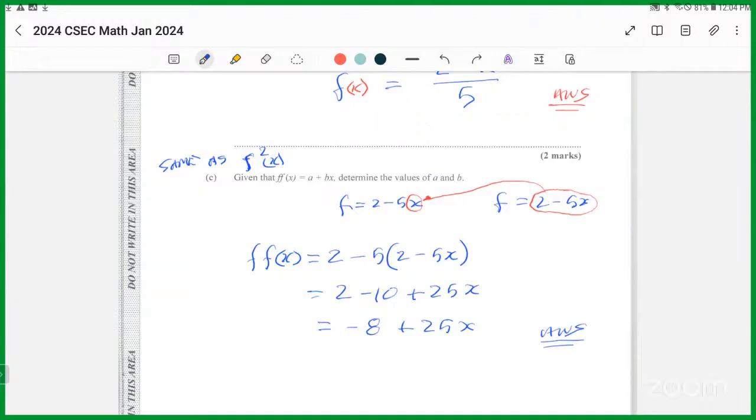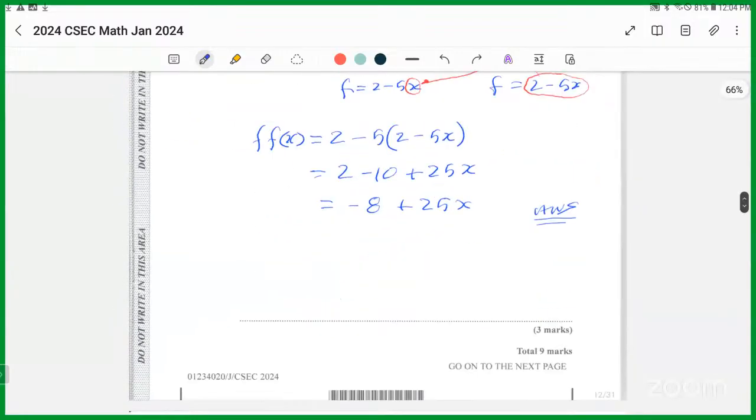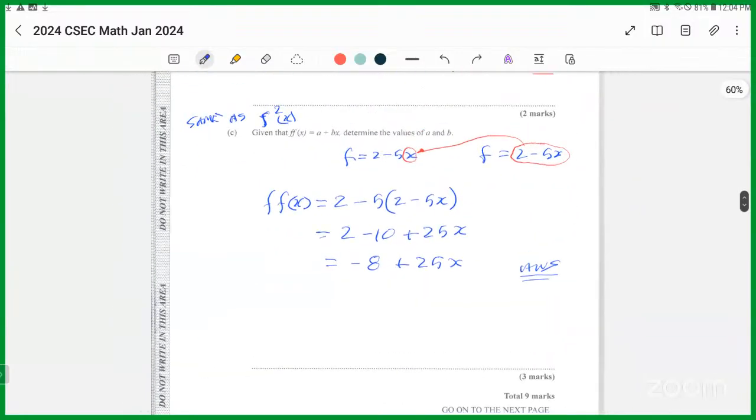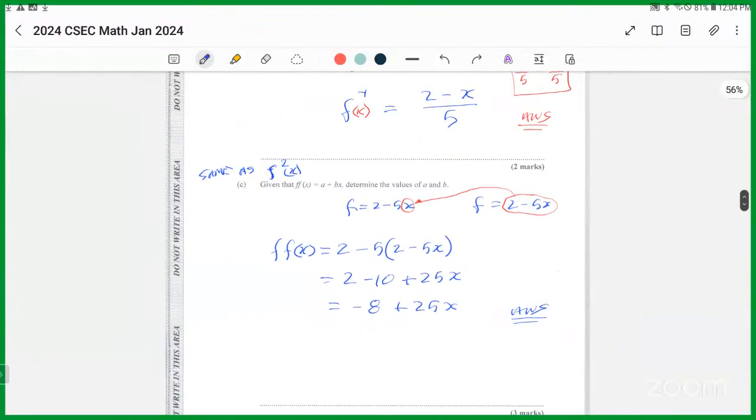Alright, very good. Before we move on, if you don't understand, speak up. Alright, let's go. That finishes that question. Quick and fast, nice and easy.